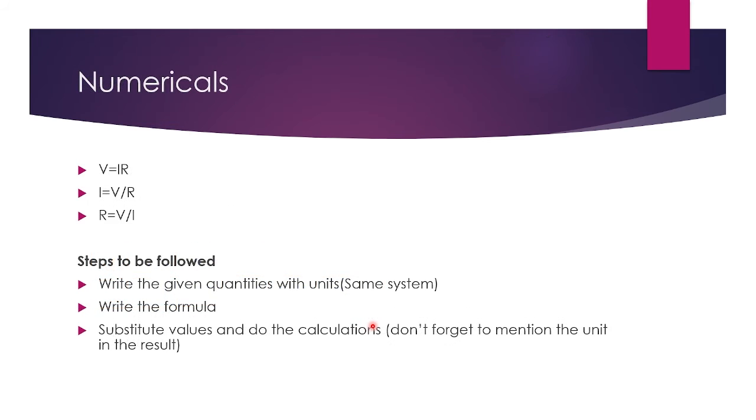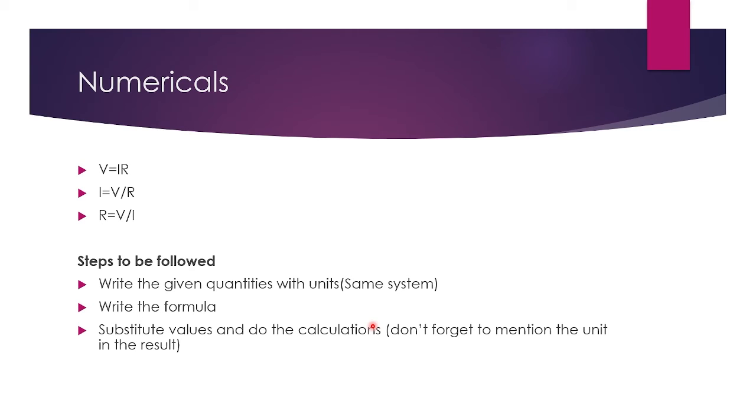Next kind of questions are numericals based on the formula V is equal to IR. You can also rewrite it as I is equal to V by R when you have to find current, or when V and I are given but you have to find resistance, then you can use the third formula, that is R is equal to V by I.